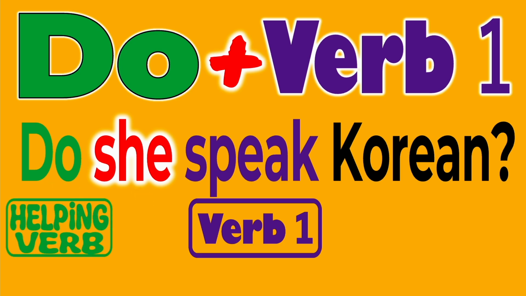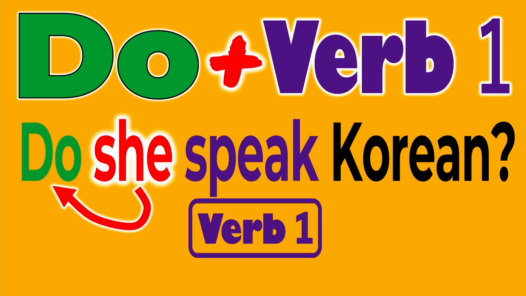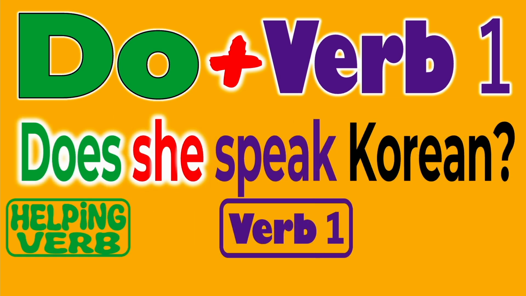With that, she definitely needs verb 5. Verb 5 is an S on the end. So we can't go forward. We can't do she speaks. So we go backwards. We go back to the do. And we change do into does. Right? The helping verb does. Does plus verb 1. Now it looks perfect. Does she speak Korean?